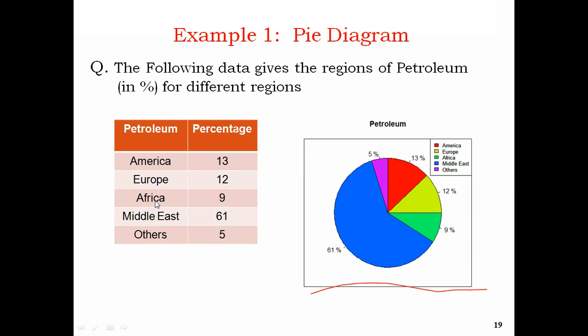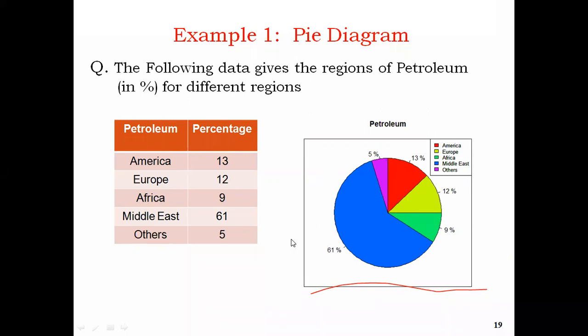And then Africa is 9%, in green color. And then Middle East, this blue one, is 61%, the whole one. This is petroleum for your Middle East countries. And then others, in purple, is 5%. So on the basis of this, we know how to draw this pie diagram.